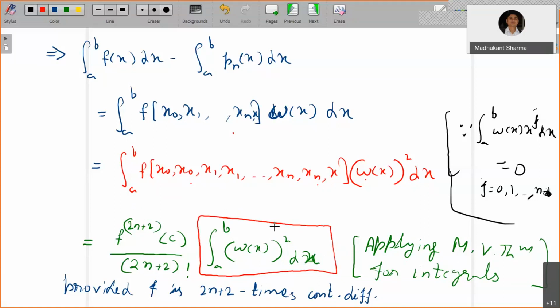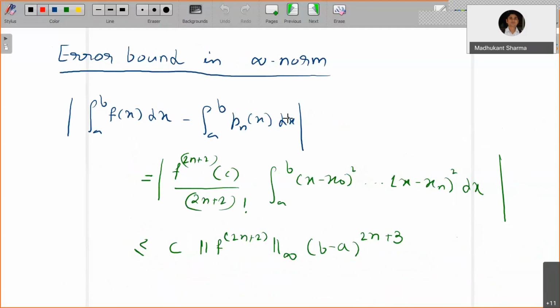We are not going to evaluate the precise form of it, but we are going to show that this is bounded. If you look at the magnitude of the error term, it is the magnitude of this, with w of x whole square. Now x minus x naught, x minus x1, x minus xn are all bounded by b minus a. So b minus a square, b minus a square, and so on. How many times is that? It is going to be n plus 1 times, so that is b minus a to the power 2n plus 2.